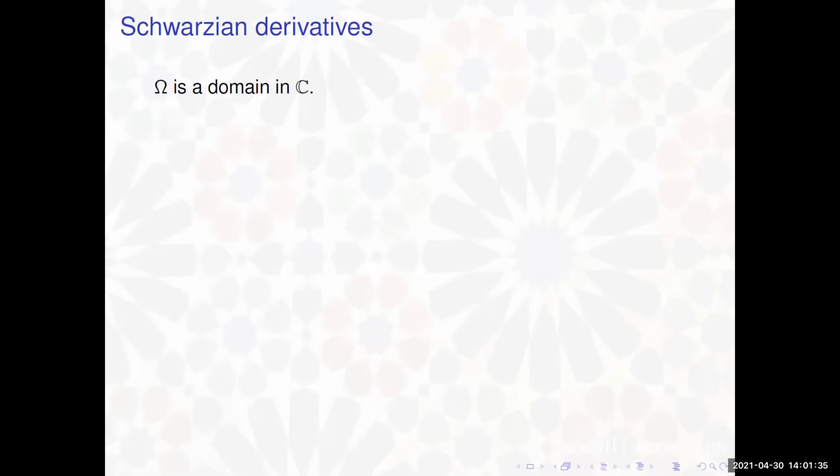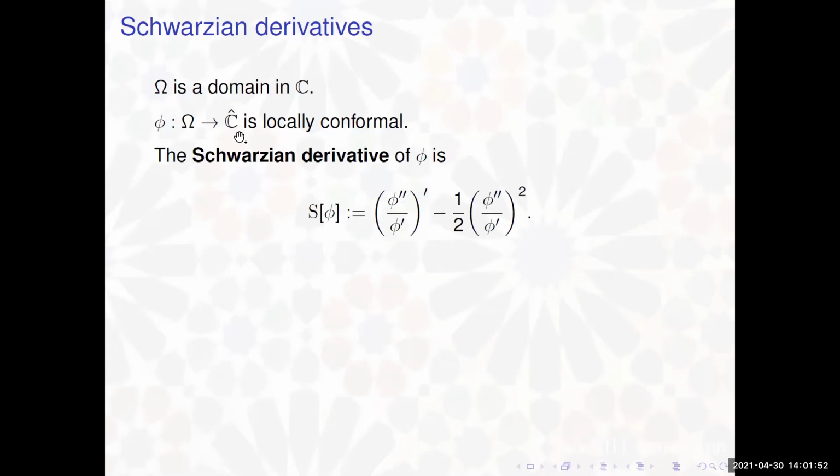I just want to say something about a nice linearization of this result. For this, we need the Schwarzian derivatives. So we take a domain in C. We imagine we have a locally conformal function, sending my domain into the Riemann sphere. The theory of locally conformal functions yields what is known as the Schwarzian derivative, which is always finite for locally conformal functions, and it's defined by this formula.